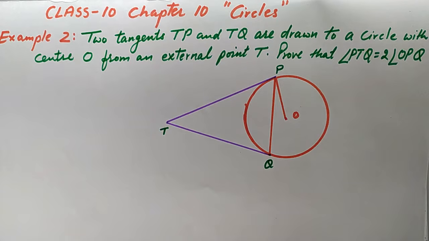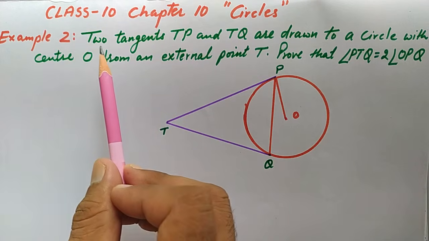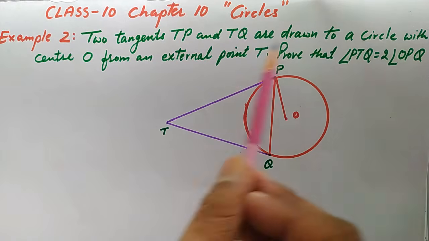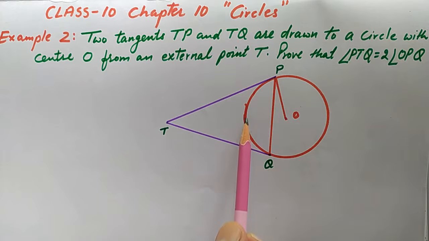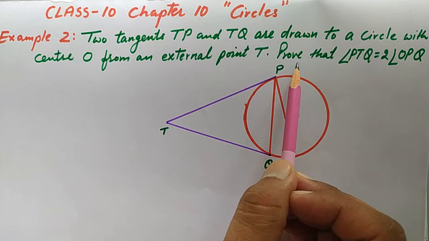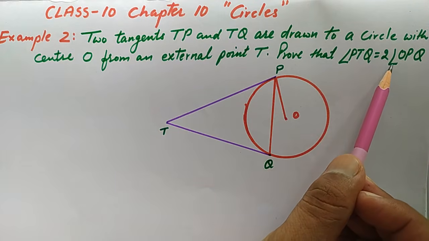Let's do this question. The question is taken from class 10, chapter 10, circles. Example number 2. The two tangents TP and TQ are drawn to a circle with center O from an external point T. So in the figure we have a circle with center O and T is an external point. It is outside the circle and two tangents are drawn from this point T, that is TP and TQ are these two tangents. The question is, prove that angle PTQ is equal to 2 of angle OPQ.